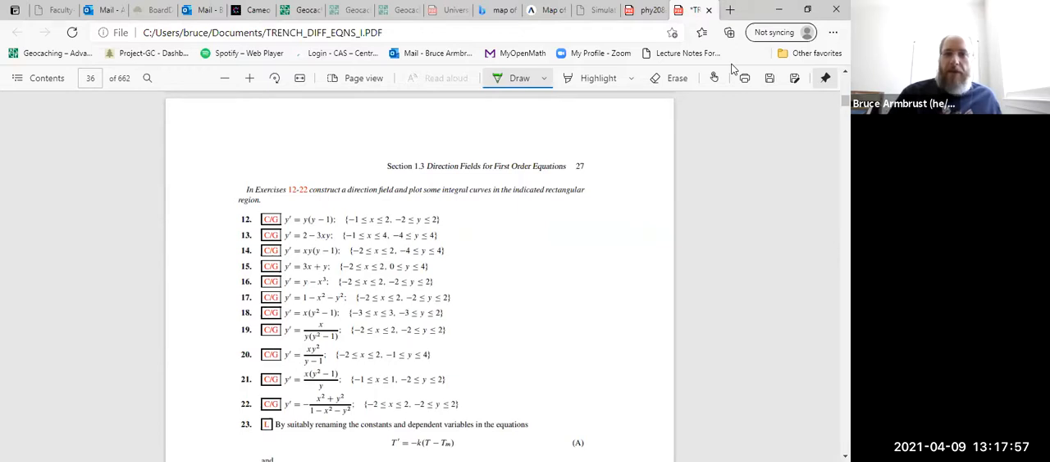All right, so then what about number 13? All right, so 13, this one says we want to construct a direction field and then plot some integral curves. So this has one more step than what we just did. We want to start by drawing those slopes of tangent lines. So we're going to use this equation to help us do that. So let me go to the whiteboard.